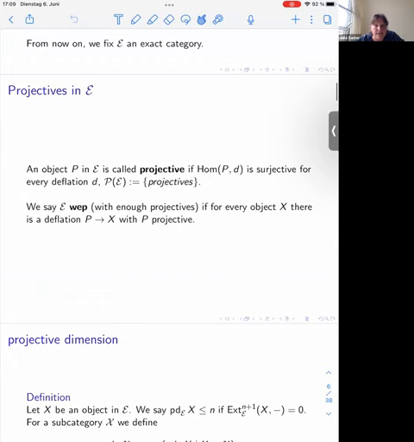An object P in E is projective if Hom(P, D) is surjective for every deflation D. And then we look at P(E), the category of projectives in E. And we say E is with enough projectives, I just write it as WEP, if for every object X, there's a deflation P to X with P projective. And WEI means with enough injectives, and that's the dual definition.